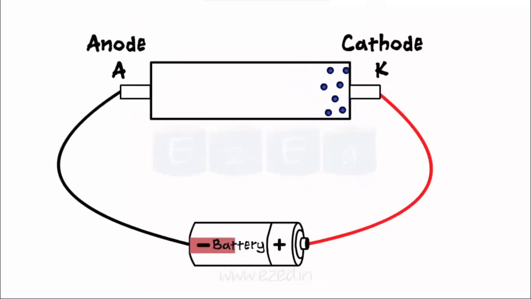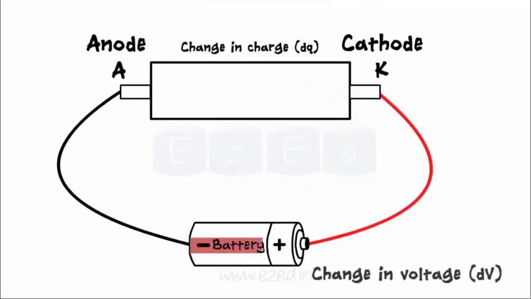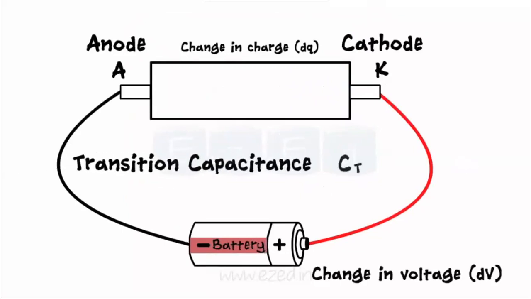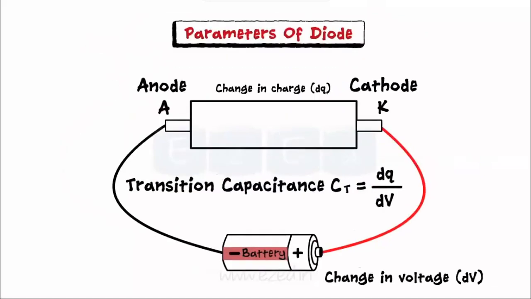During reverse bias, we get a change in charge as majority charge carriers move away from the junction, leading to the capacitance called transition capacitance, defined as the change in charge due to change in voltage. C_T equals dQ upon dV.